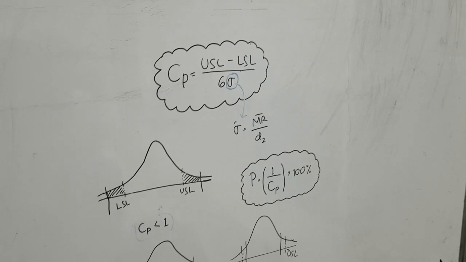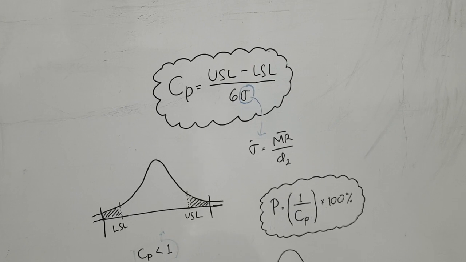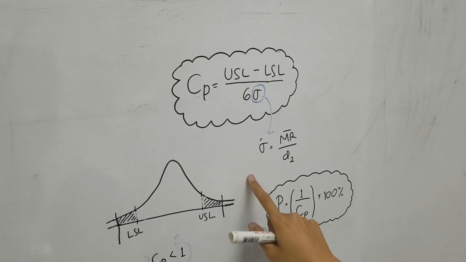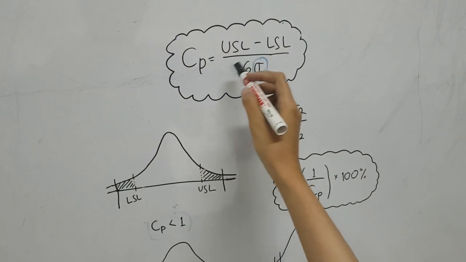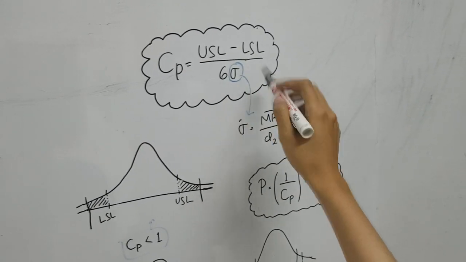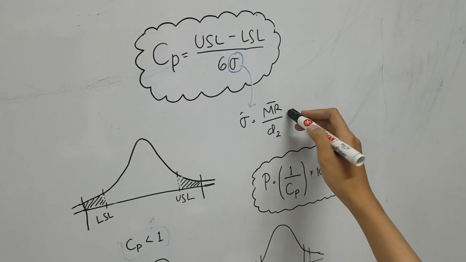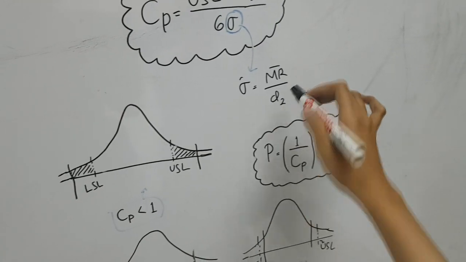Okay, from the previous calculation, we can obtain the process capability. It is the measurement of the process's ability to produce parts within specified limits, which are USL and LSL. The process capability formula is USL minus LSL divided by 6 sigma. The sigma itself is an approximation calculated from the average of the moving range divided by D2. This is a constant you can find in the table.